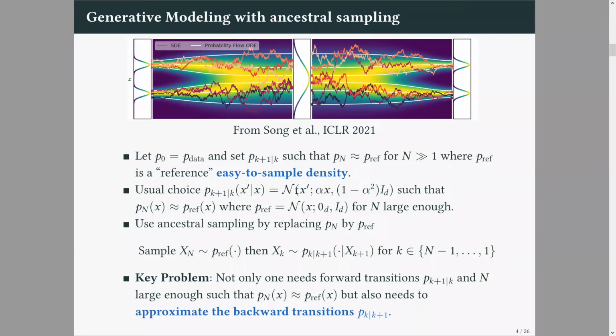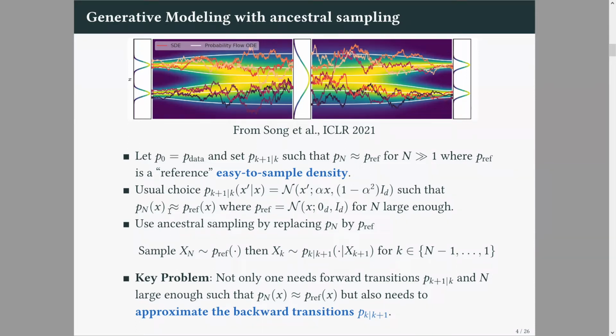Each time I take the current state, I multiply it by alpha, where alpha is inferior to 1. I add some noise with variance 1 minus alpha squared times the identity matrix. If I keep doing that progressively for a few hundred time steps, I'm going to get a sample such that the marginal distribution at time n of my state is roughly a standard multivariate normal. So that's my forward dynamic.